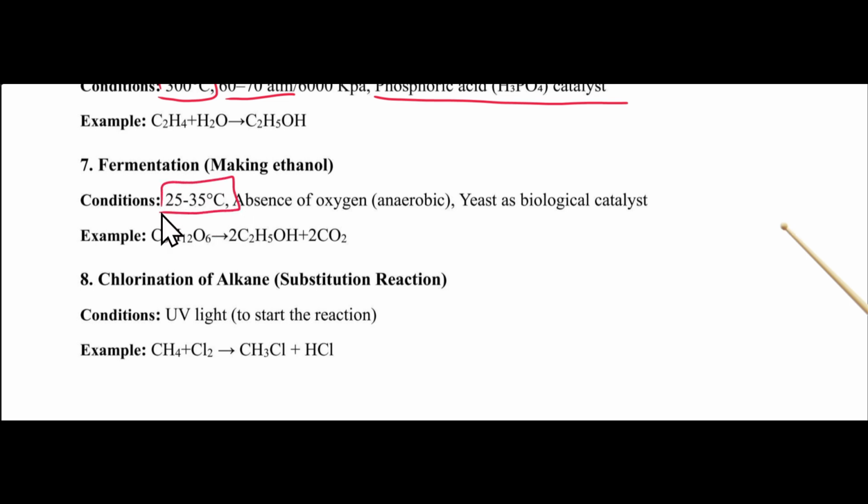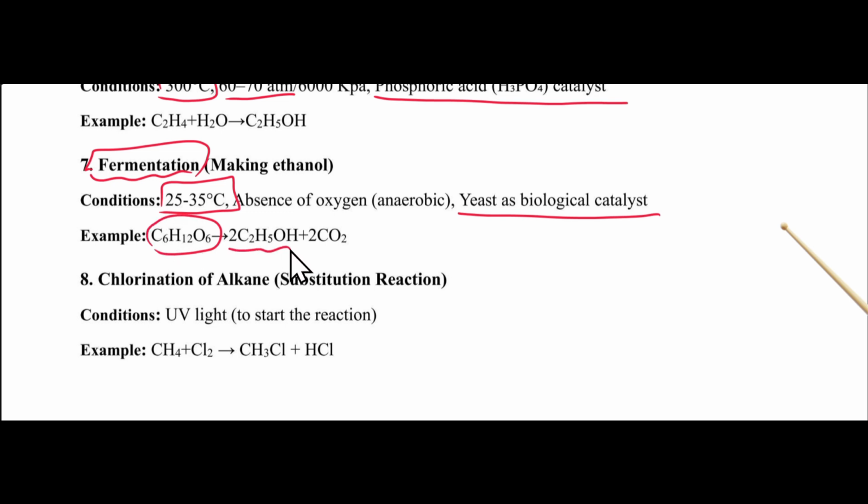So room temperature, 25 to 35, is best to make ethanol. But what is the main important thing that you need to remember? It is fermentation. It's clear from the word that you need a yeast. The process of fermentation involves the yeast as a biological catalyst. So you must use yeast to convert the glucose into ethanol.